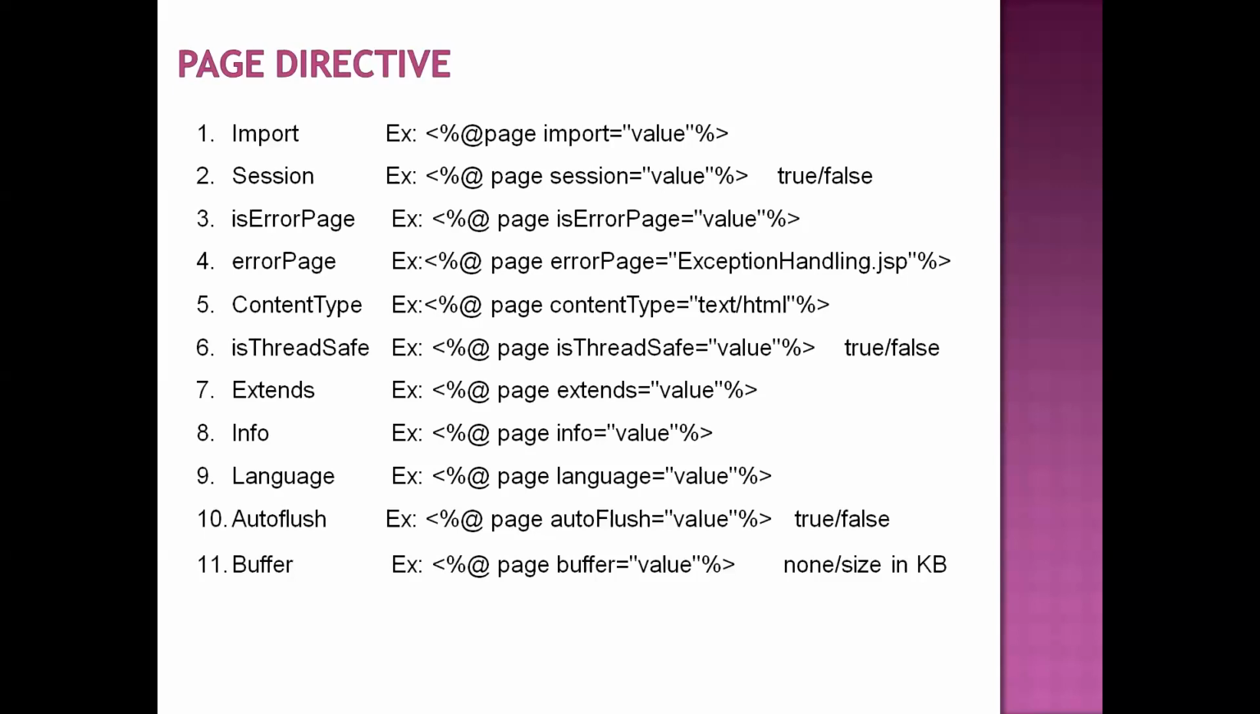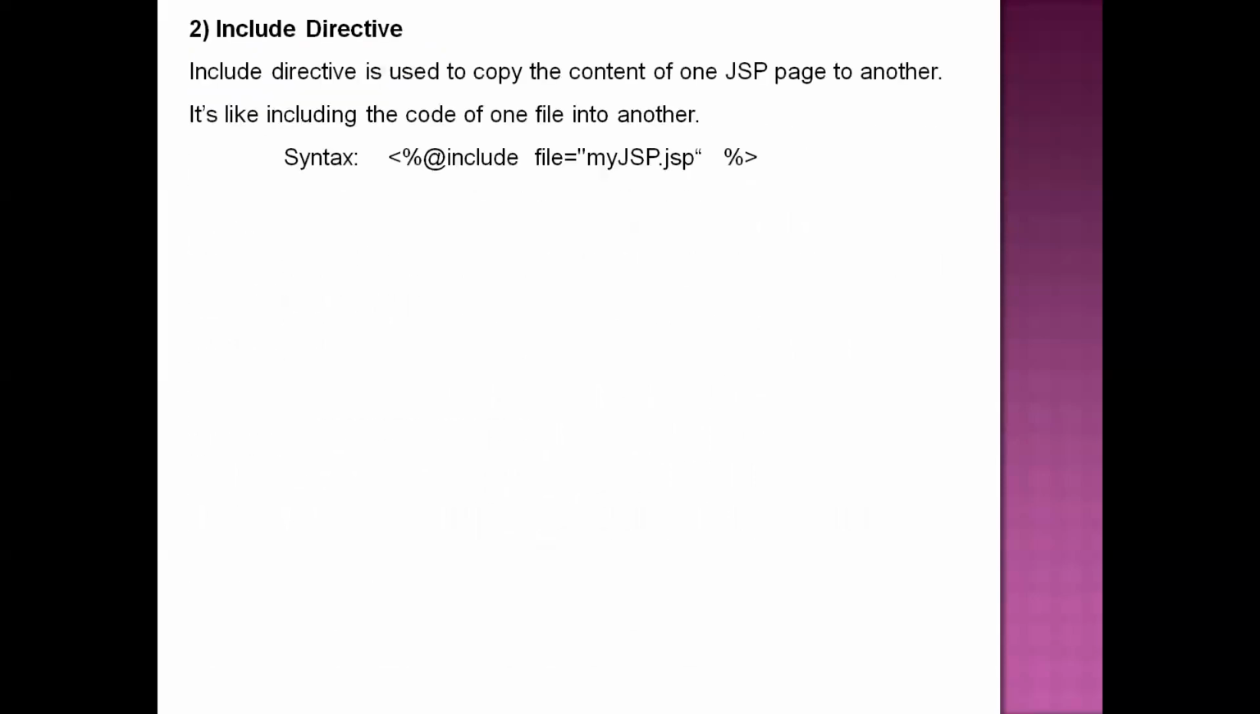Suppose you specify the buffer size, then the output will first be written into the buffer, then it will be available for the response object and it will be written onto the JSP writer. Okay, this is about the buffer attribute. These are the attributes available in the page directive. Now see the second directive, that is the include directive.